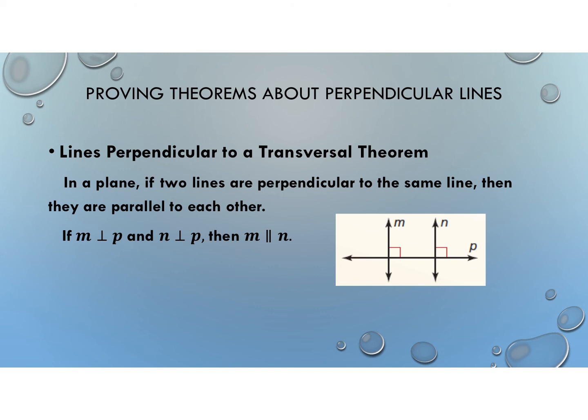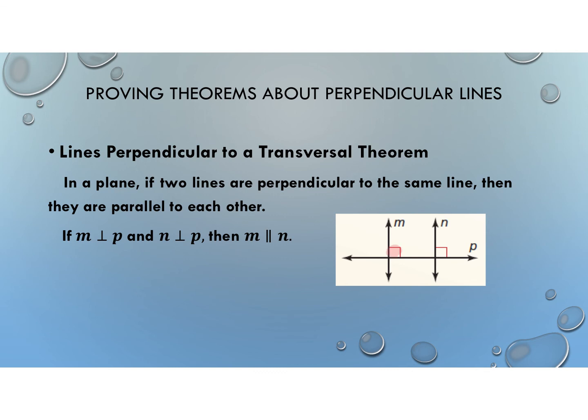The next theorem is called the lines perpendicular to a transversal theorem. In a plane, if two lines are perpendicular to the same line, then they're parallel to each other. Remember, in the other slide the lines were given to us as parallel and one line was perpendicular. Now we're starting out with both lines being perpendicular, and then we can prove that the other two lines are parallel.